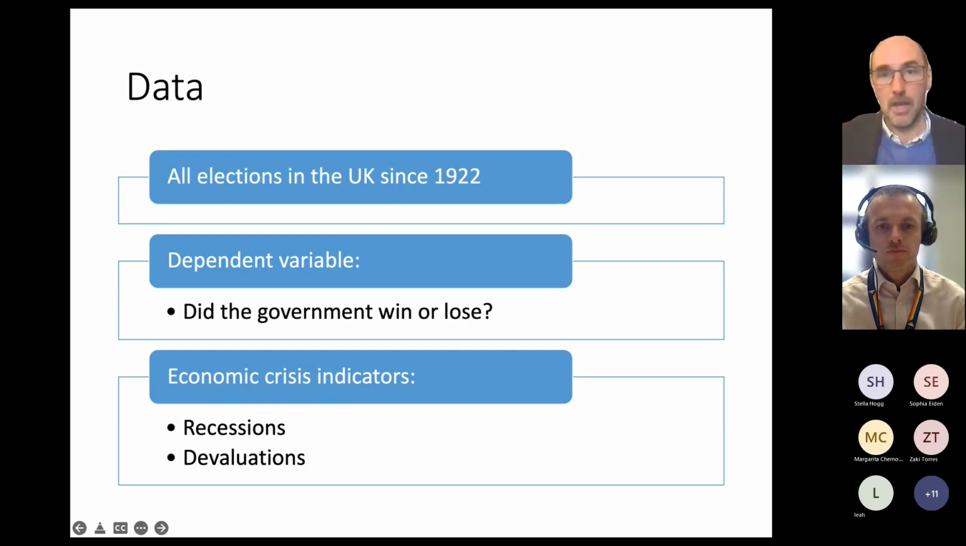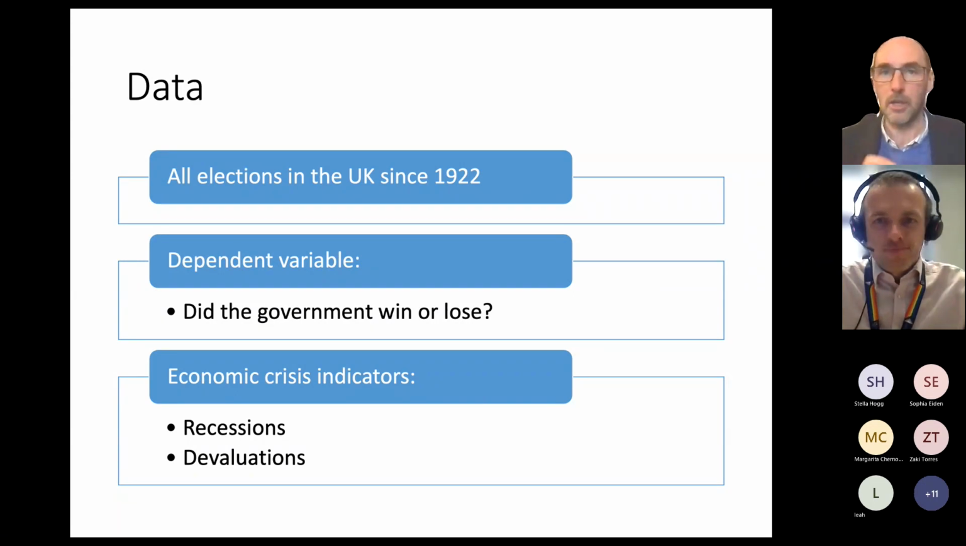Now, the other thing is, how do we think about economic crises? Well, there's all sorts of ways you could try to measure economic crises. And I'm going to try and keep it simple. I'm looking at recessions and devaluations. Now, actually, these overlap a lot of the time. A lot of the devaluations occur at times when there's also a recession. But there are 2 key points where there are big currency devaluations that don't coincide with recessions.